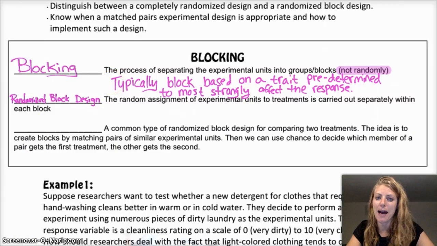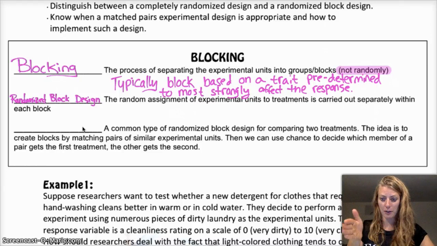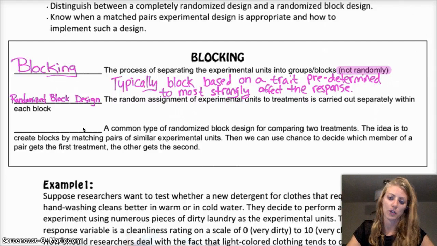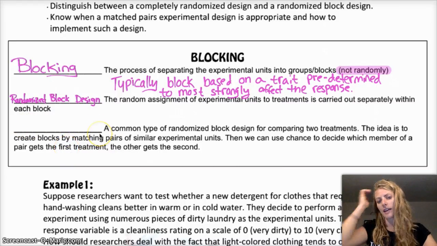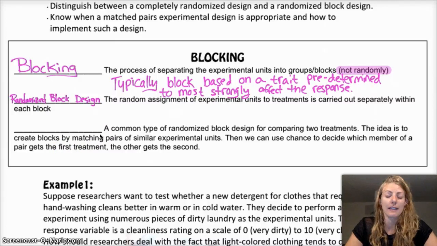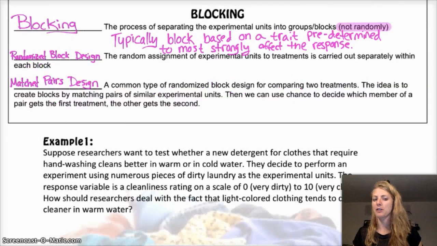The last one is the matched pairs design. It's basically a special case of blocking in which you either pair an individual with themselves and compare before-experiment and after-experiment results, or you pair up individuals that are really, really similar and then randomly assign one treatment to one and the other treatment to the other. There are a couple of different cases where a matched pairs design is definitely going to be a better design than others. It just depends on what the situation is. So we'll take a look at a couple of examples so you can see. Again, that is the matched pairs design.